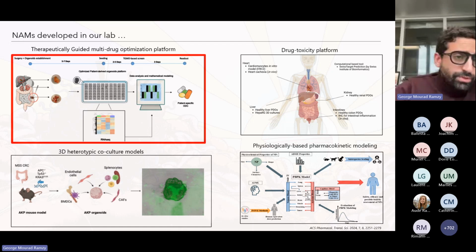So in our lab, we have developed multiple new approaches, multiple platforms actually, that fall under the umbrella of new approach methodologies. As an example, we have our therapeutically guided multi-drug optimization platform, which we use to optimize synergistic low-dose drug combinations specifically for personalized patients. But we also developed a drug toxicity platform to cross-validate the activity of these drug combinations on non-cancerous models to evaluate the liver, renal, intestinal, or even cardiac toxicity.